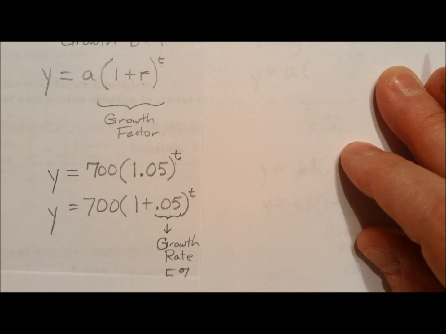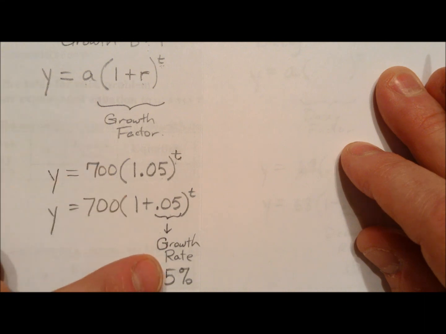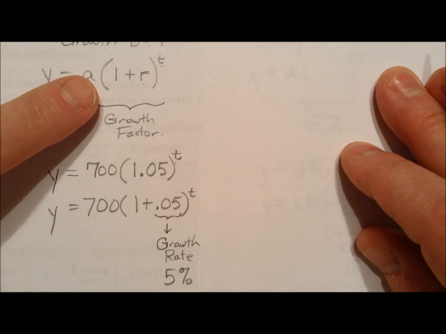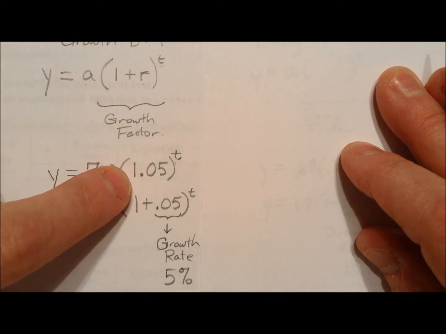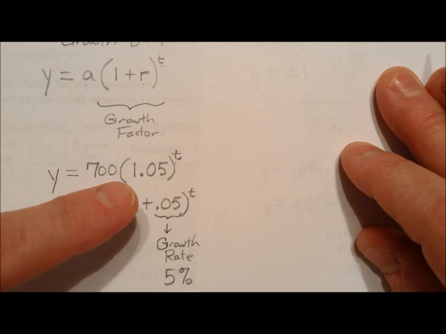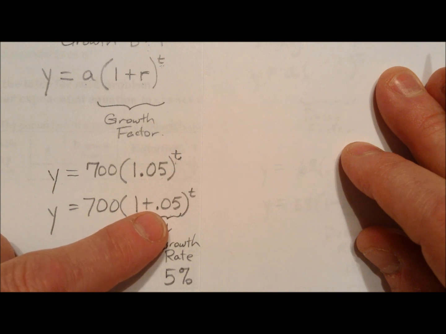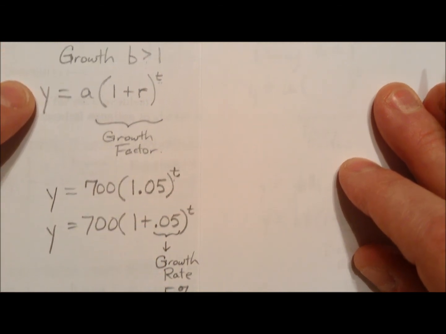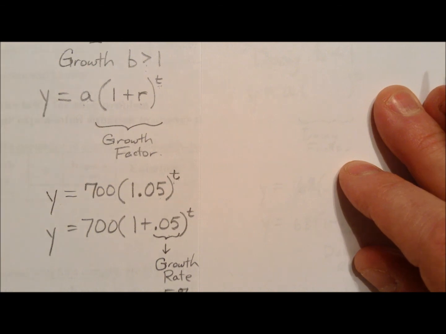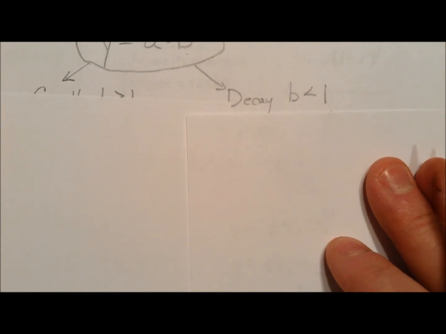A lot of people think that the growth factor and the growth rate are the same, and they're not. The factor is 1.05. That's what you're actually multiplying by each year. And the rate is the percentage that boosts you over the value of 1, and that's what makes it a growth. Okay, so let me show you an example of a decay. It's going to be very similar, and then we're going to do a couple of problems.